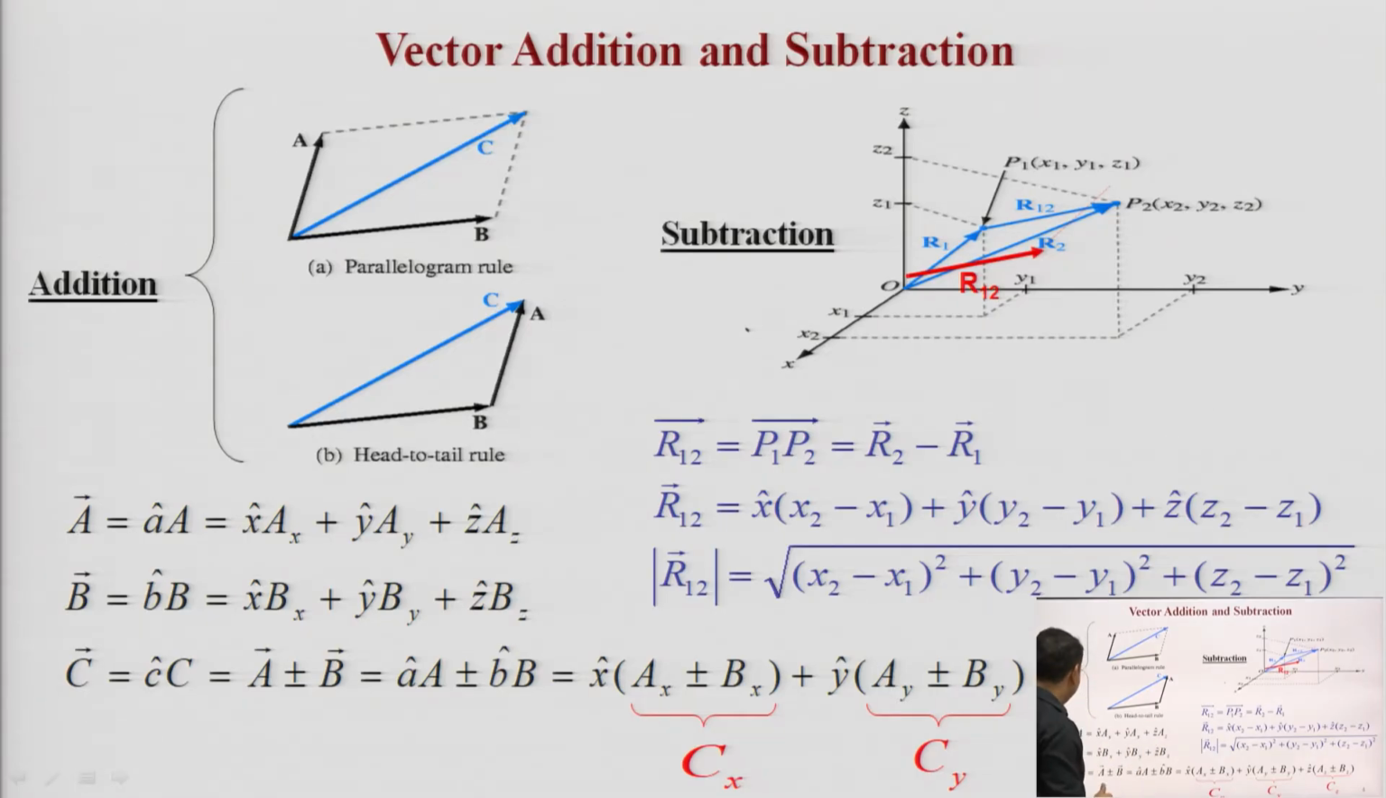In the same way, B is represented as B times a_B, and this is x b_x plus y b_y plus z b_z, and the addition of these two vectors is given in terms of C, where vector C is given as C times a_C, and this is given as A plus B, where the unit vectors are taken outside, and A_x plus B_x. In the same way, the addition and subtraction both can be done in the form of this mathematical notation.